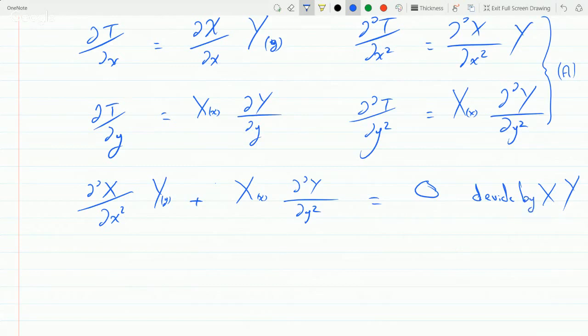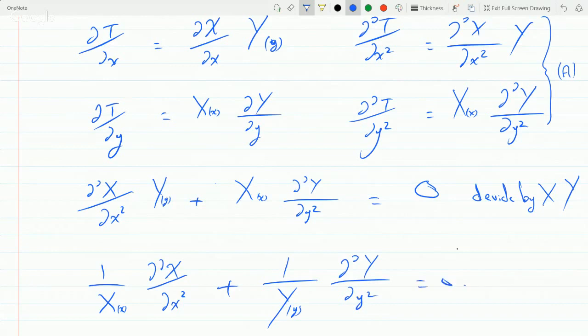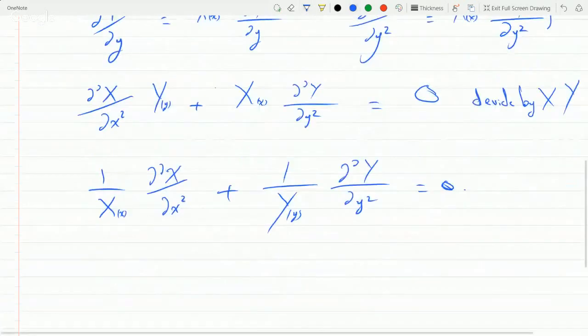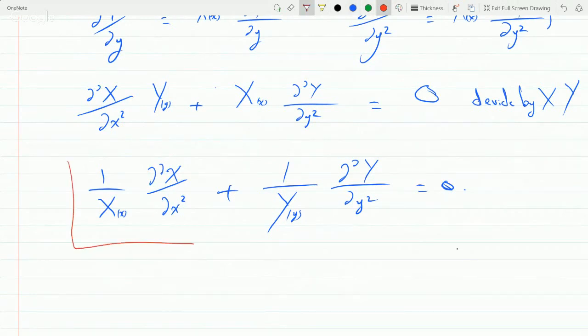So if I do that, then I will get 1 over big X as a function of x, times d squared X over dx squared, plus, if I divide by XY, the X will go away and I will get 1 over big Y as a function of y, times d squared Y over dy squared equals 0. And this is the step where I can say each one of them has to be a constant. For this to work, these have to be constants.